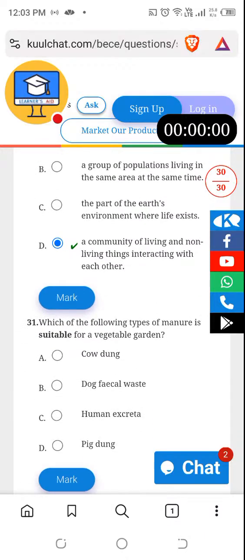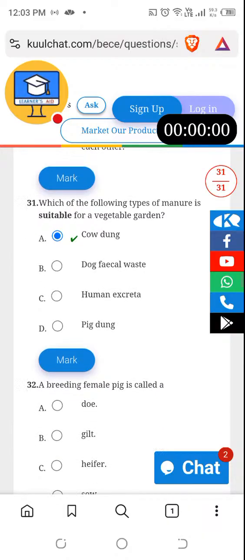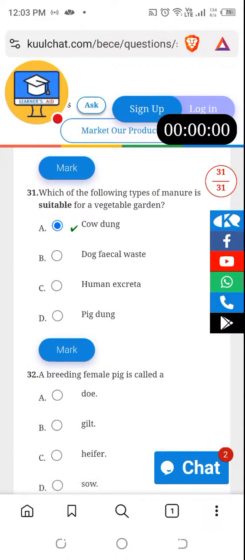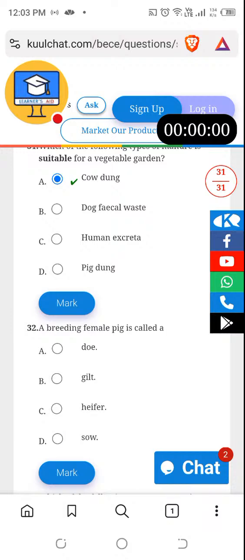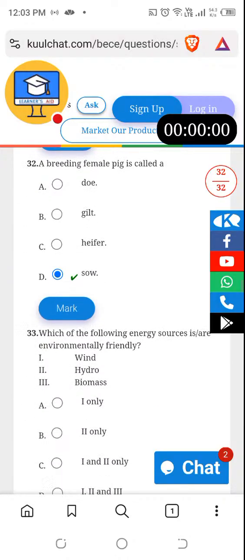Yeah. Which of the following types of manure is suitable for a vegetable garden? Dog fecal waste. I'll go for cow dung. Good. Cow dung. A breeding female pig is a sow. Yeah, good. For a heifer, I think heifer is a breeding cow, a female cow. Then though, I don't really remember that.